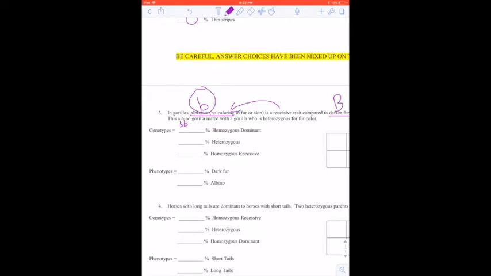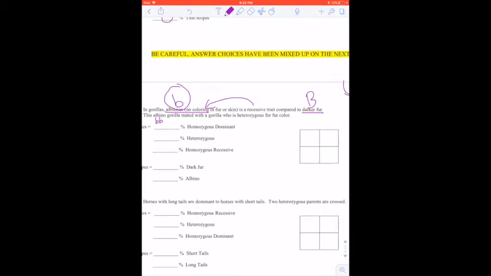So now we need to look for the other parent. It says the gorilla is heterozygous for fur color. So I'm going to write capital B, lowercase b, since that's what heterozygous means. Now that I have those two parents figured out, I can work on my Punnett square. So the first parent has albinism. The second parent is heterozygous. I've got them filled out correctly here.